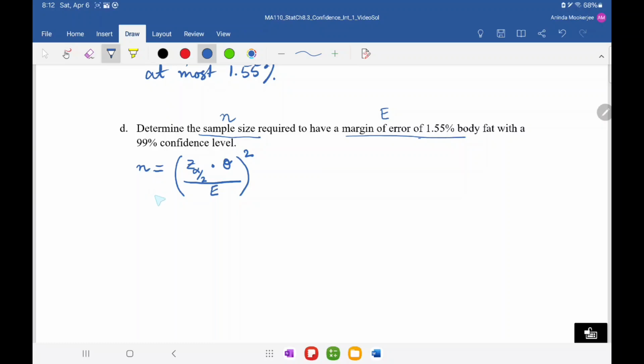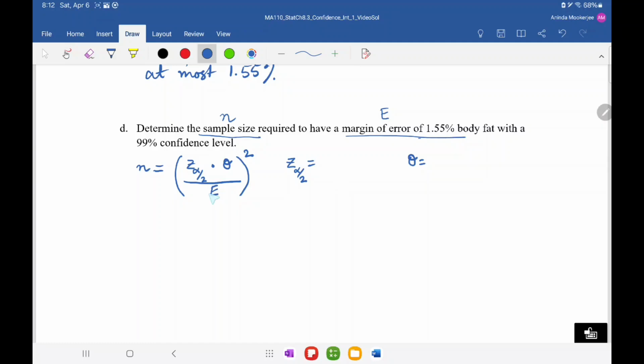So what are the values we need to plug into this equation? We'll of course need z of alpha by 2. We'll have to figure out what alpha by 2 is. And then we'll need sigma, which is the population standard deviation, and which will stay the same as what we used for the body fat problem.